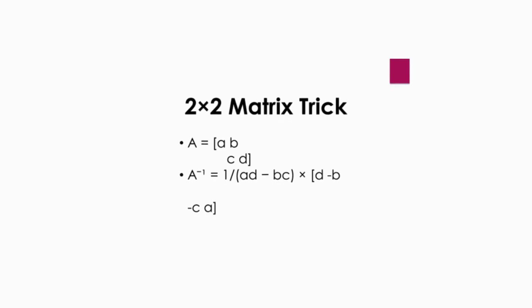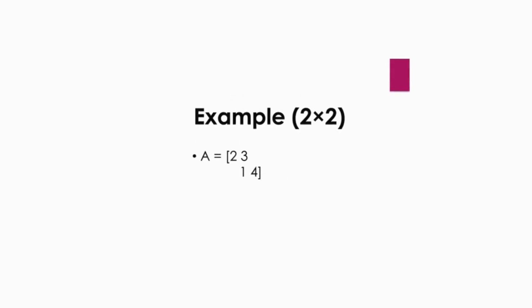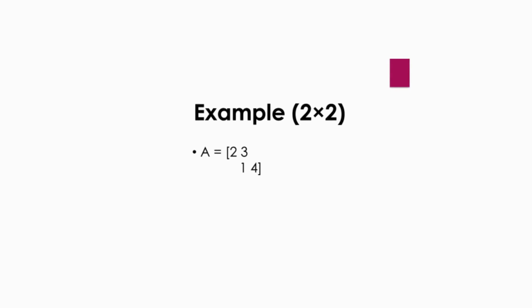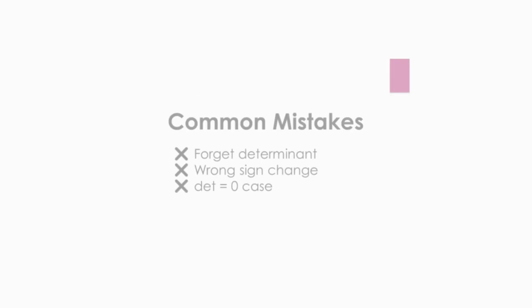This is the only formula you need to remember. Inverse equals 1 divided by determinant multiplied by adjoint. So we just need 3 steps. Find determinant. Find adjoint, multiply. This is the fastest method.